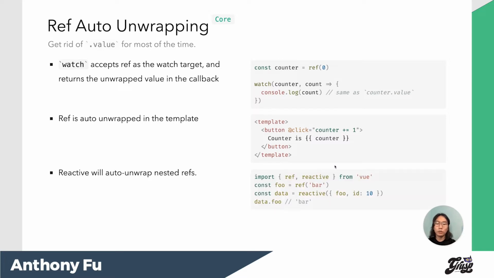And whenever you feel like to better work with objects, you can pass a ref into a reactive object. And when you access the properties, reactive will unwrap the refs automatically for you. Changes to the original ref will also reflect to the reactive object.